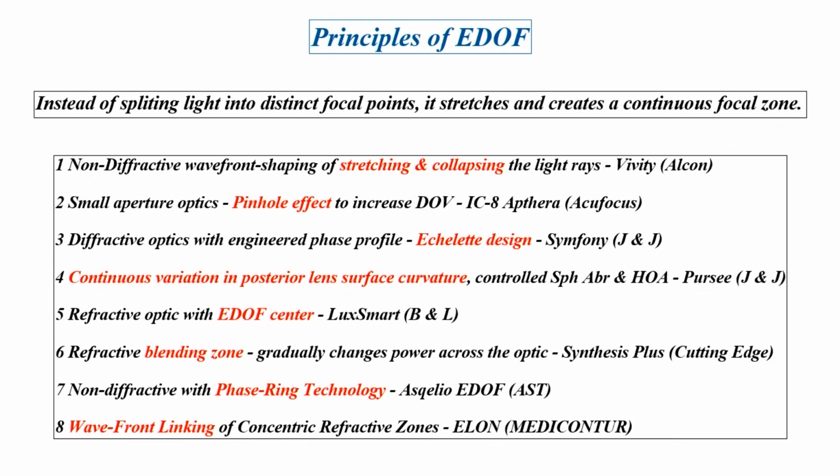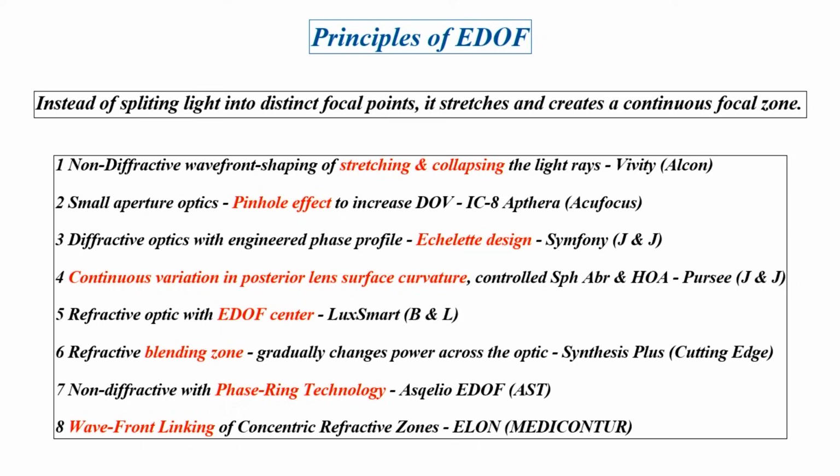But how do these lenses give that? Each company comes up with a different terminology. One is stretching and collapsing. That's what Alcon claims. Another one is a pinhole effect. That is the IC8 Apthera. The pinhole effect increases the depth of field. The next one is the popular echelette design of the Symphony.